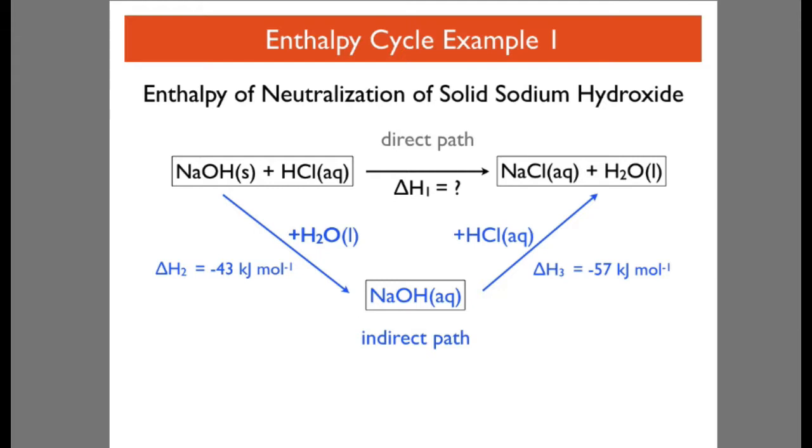Let's have a look at some enthalpy cycle examples. Example 1. Enthalpy of neutralization of solid sodium hydroxide. You've got sodium hydroxide reacting with hydrochloric acid to give sodium chloride and water, aqueous sodium chloride and water. The direct path would be a reaction with the solid sodium hydroxide and the hydrochloric acid, and that enthalpy change would be enthalpy change H1.